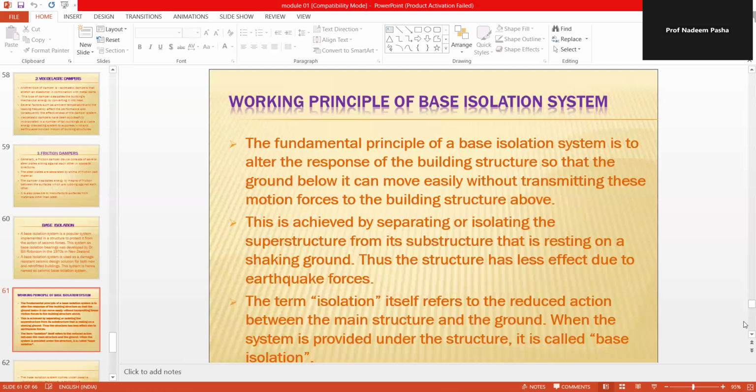Now, the term isolation itself refers to the reduced action between the main structure and the ground. So the base isolation system, the name itself gives the explanation for it. It is isolating the base from the ground. When the system is provided under the structure, it is called a base isolation system.